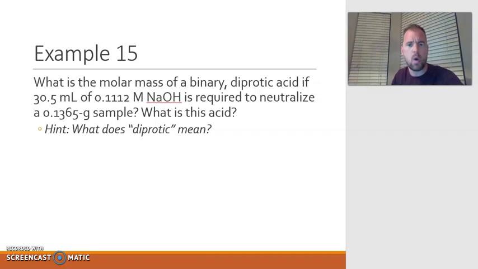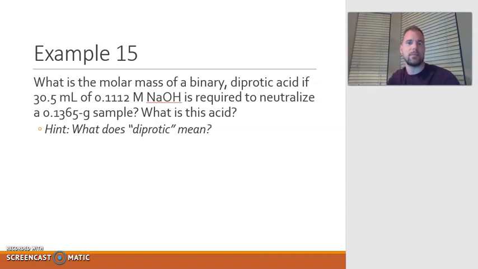The question asks, what is the molar mass of a binary diprotic acid if 30.5 milliliters of 0.1112 molar sodium hydroxide is required to neutralize a 0.1365 gram sample? And then what is the acid? So you're like, oh God, that's different.